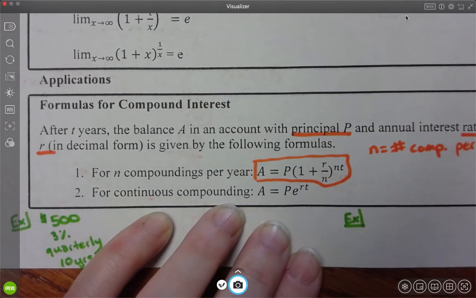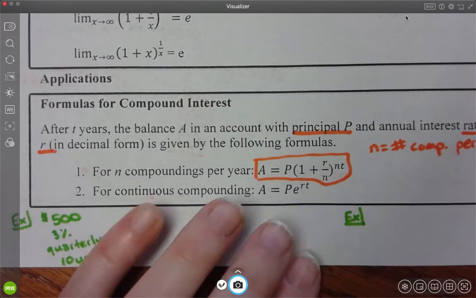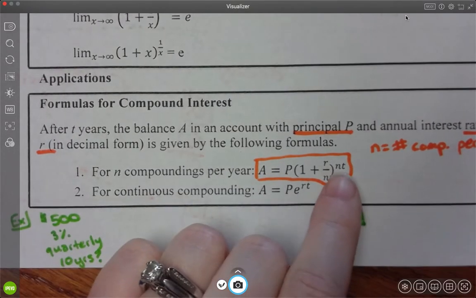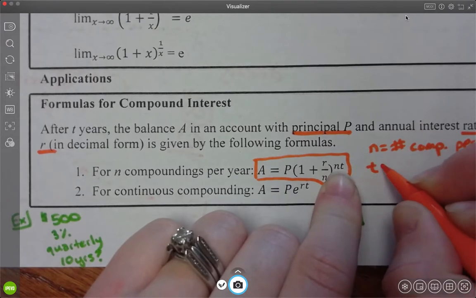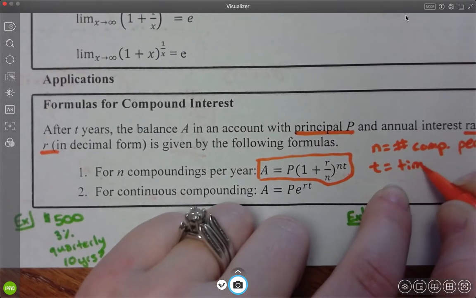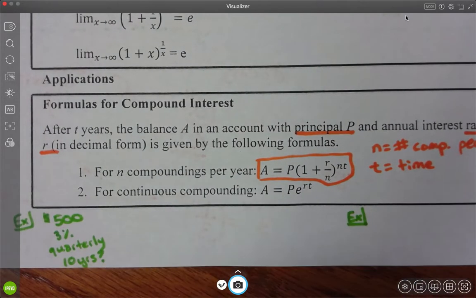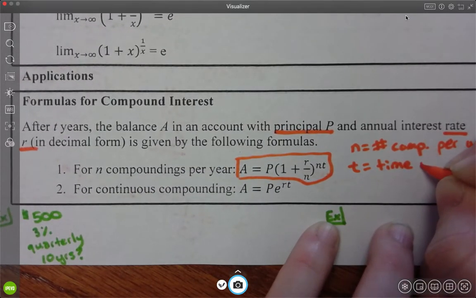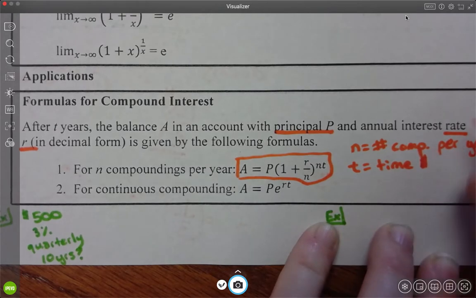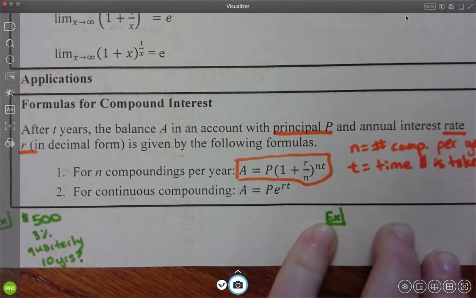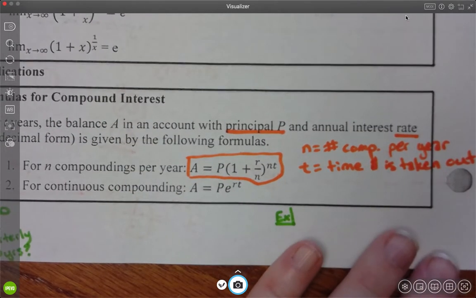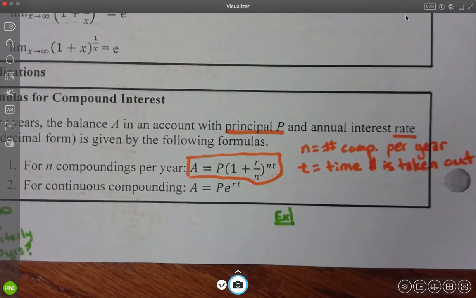And the number of compounds per year just says how many times your interest is calculated per year, okay? And then T is the time that you want to evaluate your money. So the time that you want to take your money out. So I'll put time that your money is taken out. Or maybe you're not even taking it out. Maybe you're just looking at how much money is in there. So the time that has elapsed, okay? So that's what all those variables are going to mean, okay?